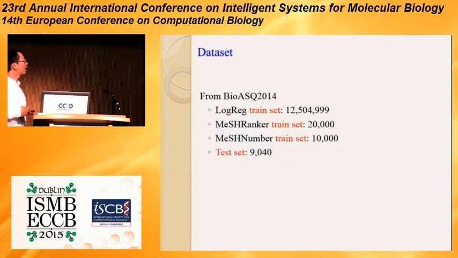Here we see the result. We get the data from the challenge, and then we use the whole MEDLINE to train the global classifier, which is more than 12 million. And we also train the MeSHRanker using 20,000 articles and train the MeSHNumber using 10,000. The final test set is around 9,000.